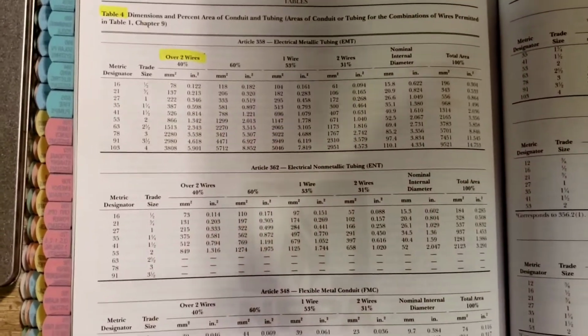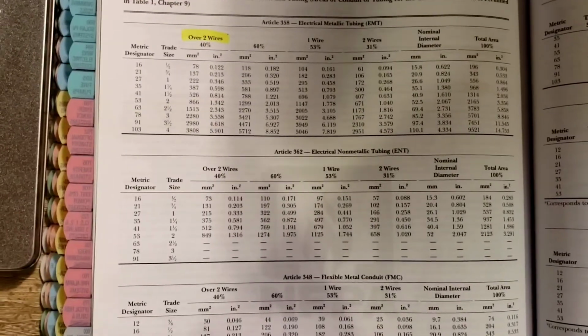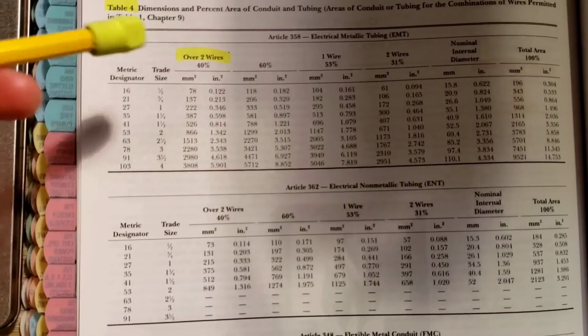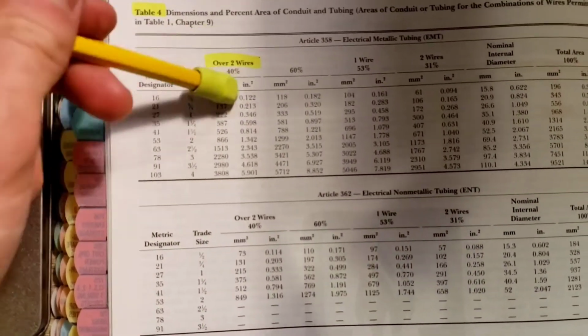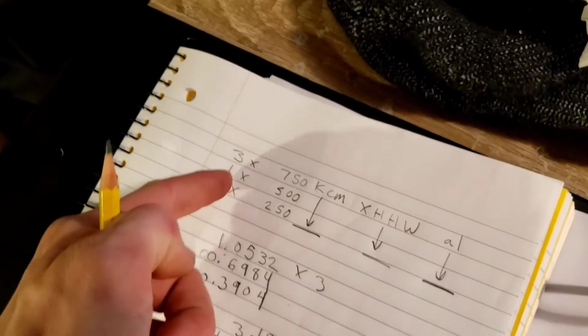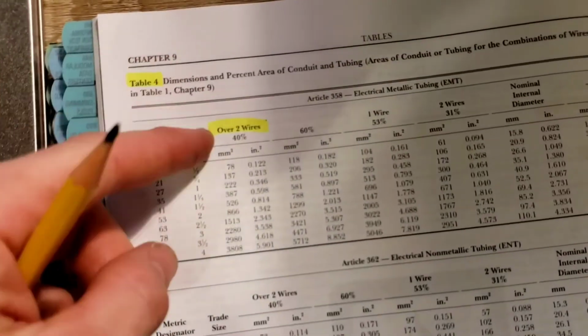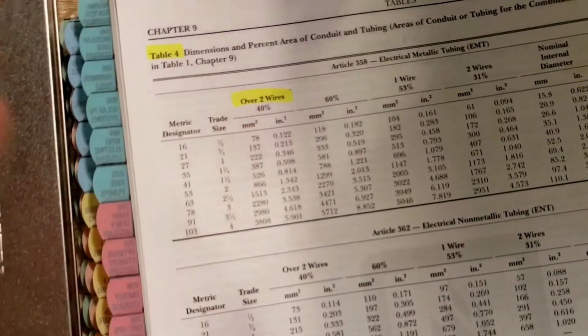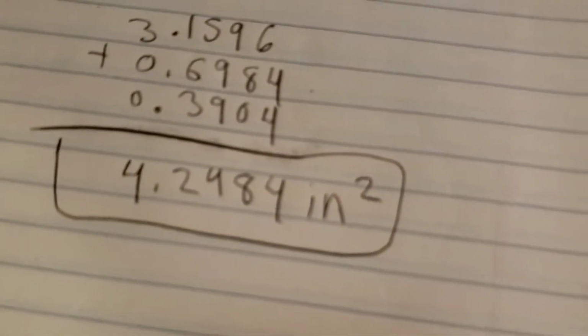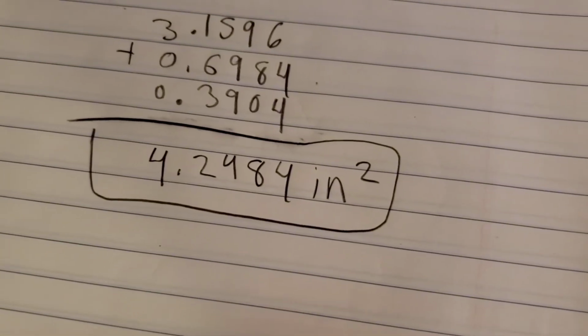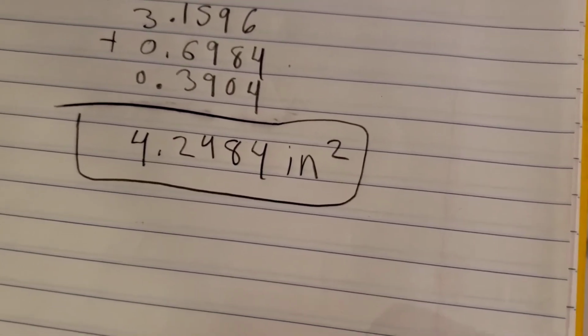Okay, so we're at Table 4. And what I was telling you in the beginning of the video was that if you have 2 wires or more, over 2 wires, you're going to size it at 40%. So we have our 3, 1, and 1, so we have 5. We're going to size it according to over 2 wires, 40%. So our number is 4.2484 inches squared.